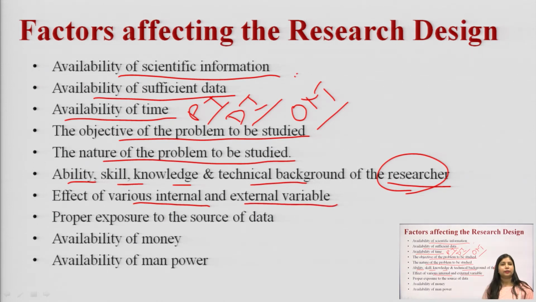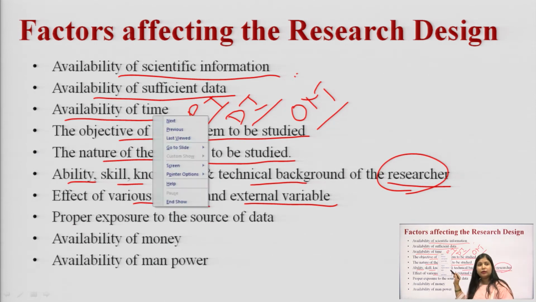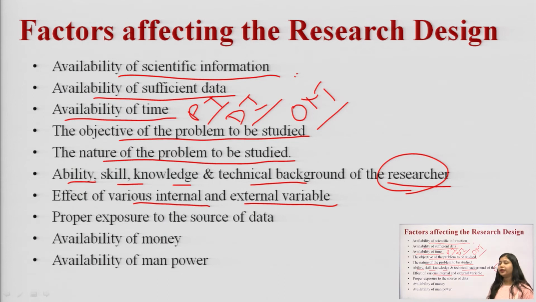Then the effect of the various internal and external variables. Internal and external variables mean the skills or the resources which the organization has, and what resources they are opting for, and the effect. Take an example: when we talk about the customer satisfaction issue, and you want to study whether your customer is satisfied with your product or not.